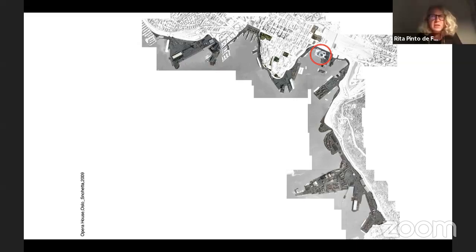And for this, I just selected three examples just to show a bit what I was talking about, with some drawings specifically made for this. And that's it. One is the Opera House in Oslo.